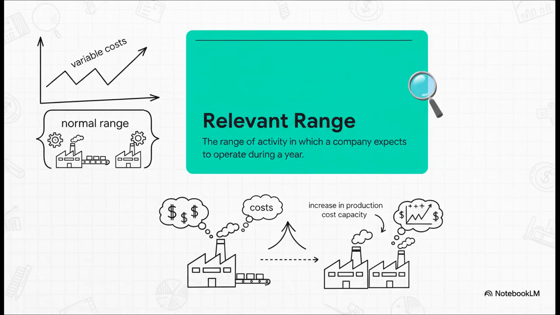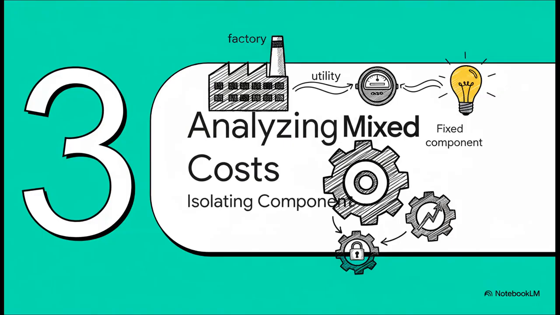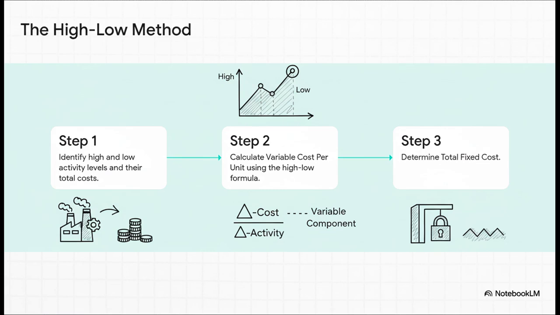A crucial point is that these linear cost behaviors hold true only within the relevant range of production. This is the range of activity over which a company expects to operate and where these assumptions are valid. Beyond this range, the cost structure may change. We now address the challenge of mixed costs. These are costs which possess both fixed and variable characteristics, such as a factory's utility bill, and they require a specific analytical approach. To analyze mixed costs, we can employ the high-low method.